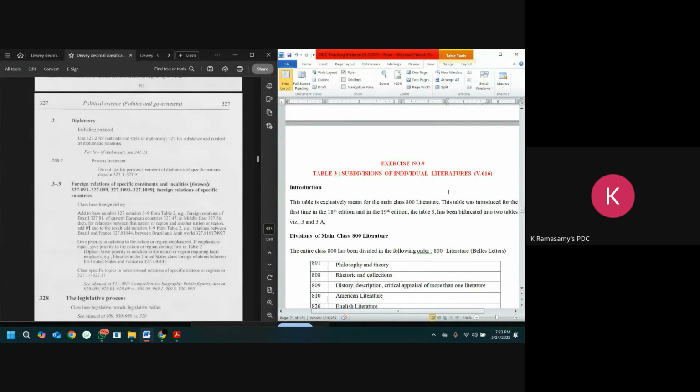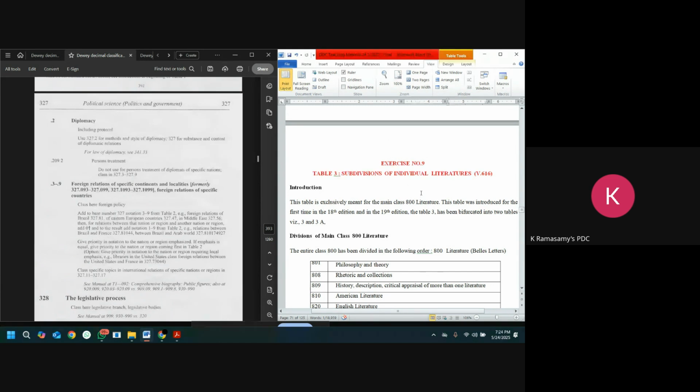Table 3 is meant for only one main class, called 800. The numbers taken from table 3 can be used only with those numbers available in 800, exclusively 810 to 820. 810 stands for American literature, 820 stands for English literature, 830 stands for German literature, 840 stands for French literature. For all those literatures, numbers available in table 3 can be taken and used.